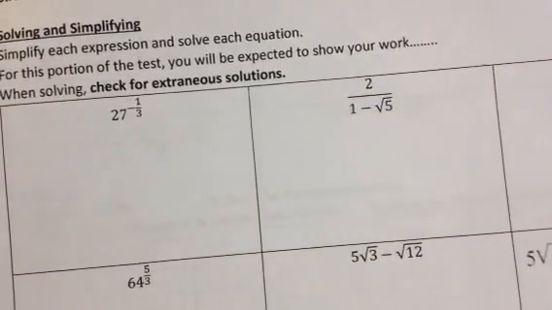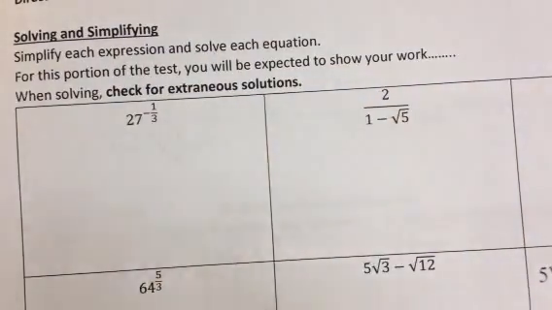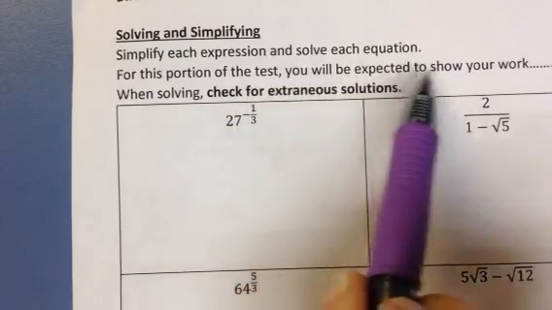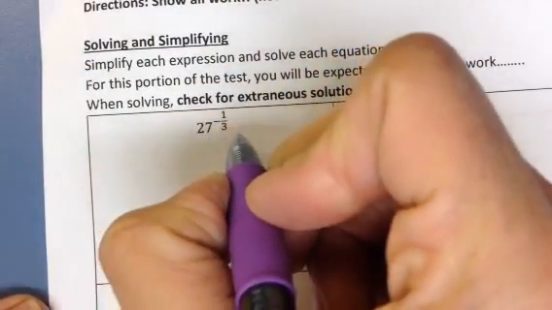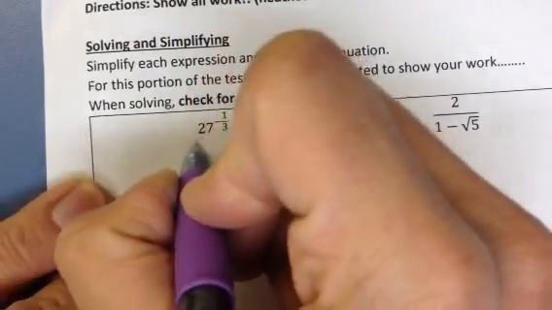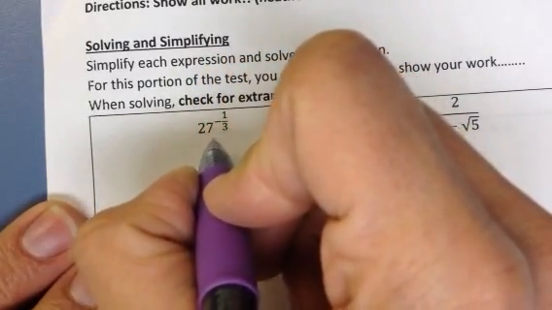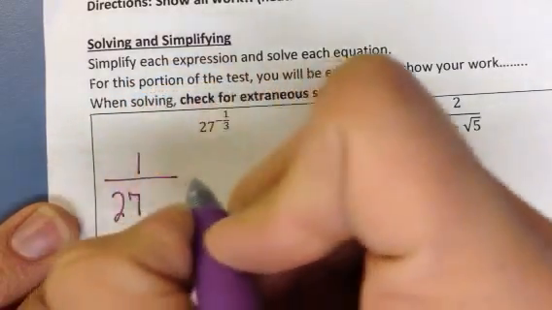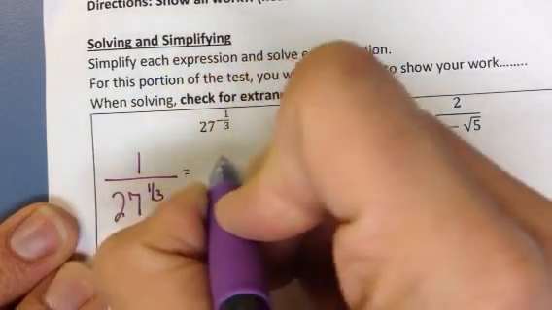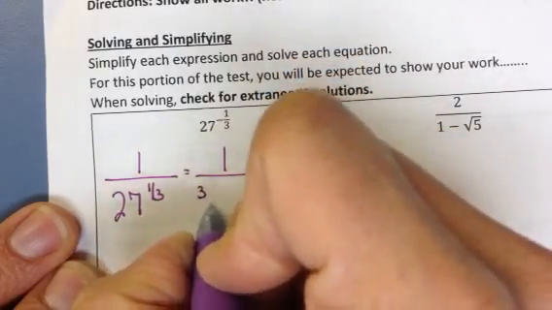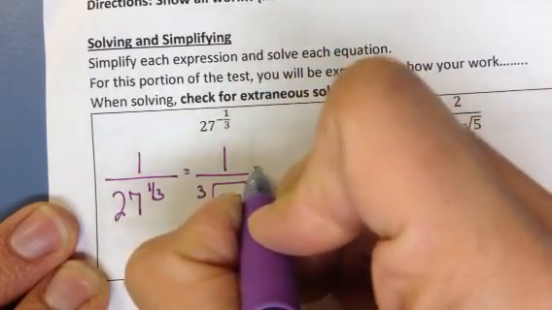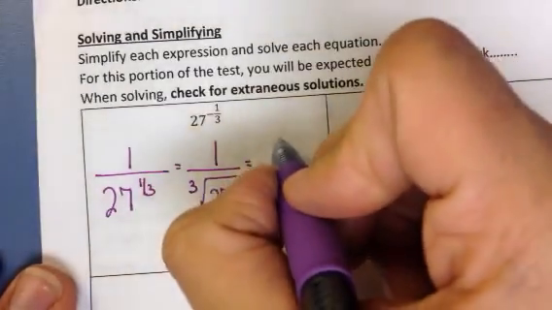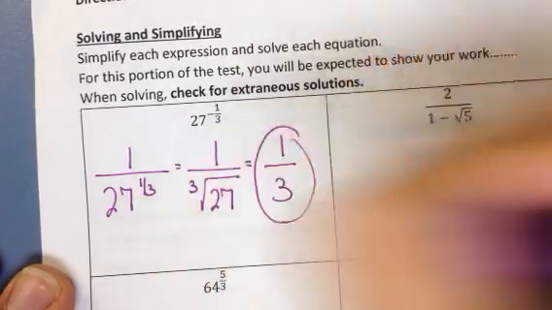Okay? So in the first problem, in this whole box, we are simplifying, and when we get towards the bottom, we'll be solving. And you will be expected to show your work. So the idea is, what is 27 to the negative 1/3 power? I don't know what 27 to the negative 1/3 power is. What I do know is that a negative exponent moves it down first, and that a 1/3 power is the same as a cube root. And then as part of our extra credit quiz, you were expected to know that the cube root of 27 is 3. So when you're done, this is 1/3.